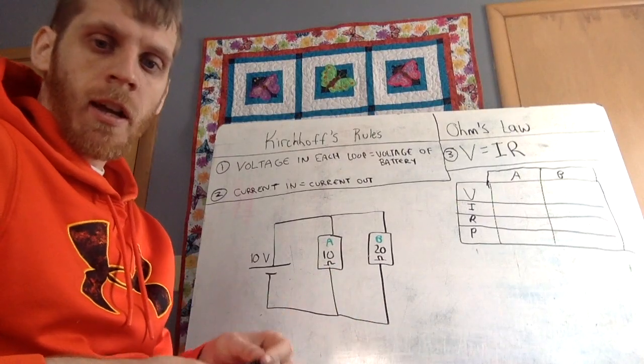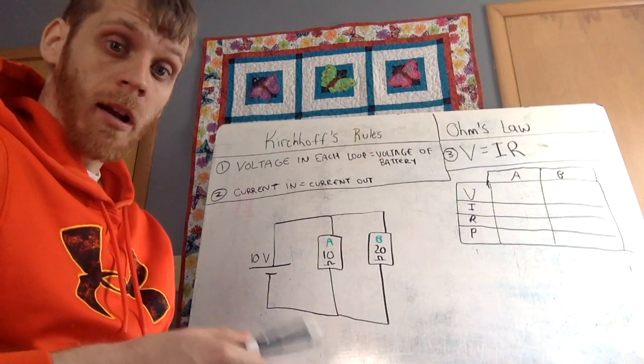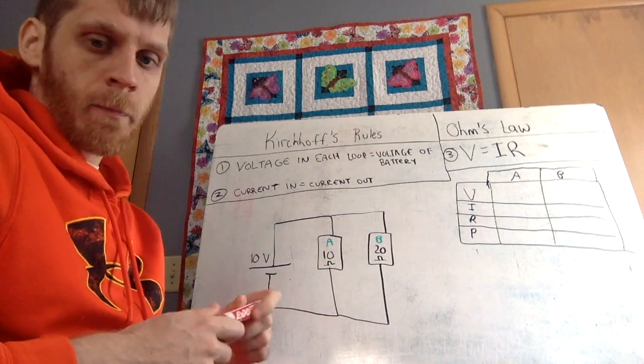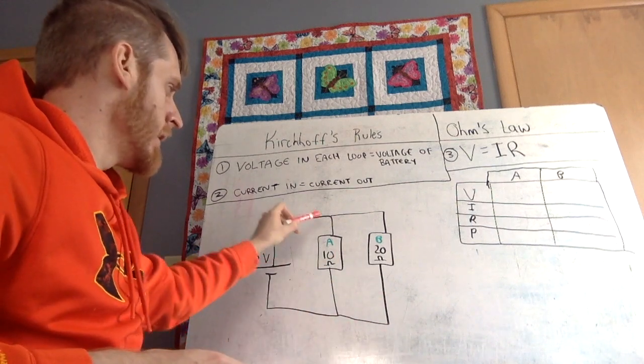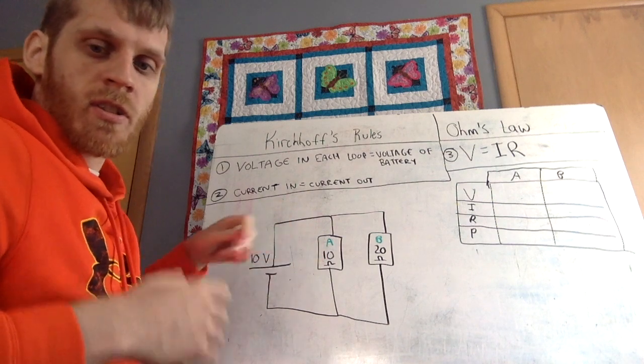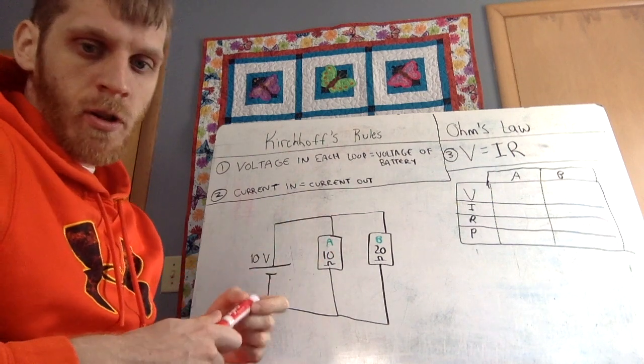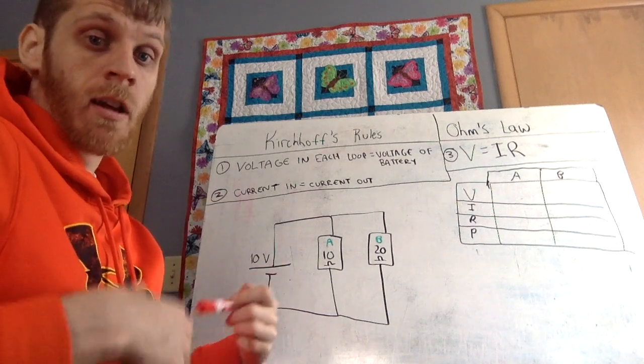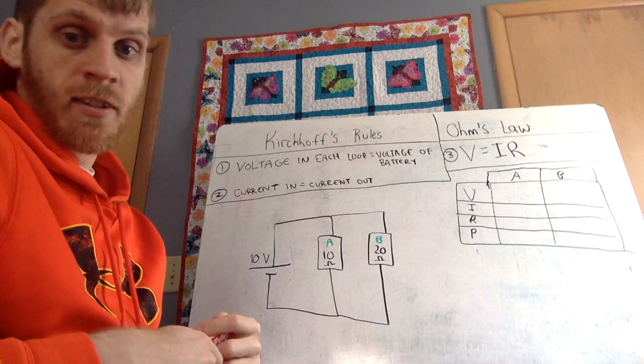Okay, let's apply Kirchhoff's rules to a parallel circuit. The same rules apply. So here we have a parallel circuit, 10-volt battery connected in parallel to a resistor A, which is 10 ohms, and resistor B, which is 20 ohms. So I'm taking those same two resistors, but now I'm connecting them to a different battery, a 10-volt battery, and then putting them in parallel instead of series.